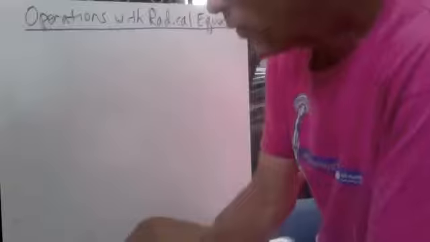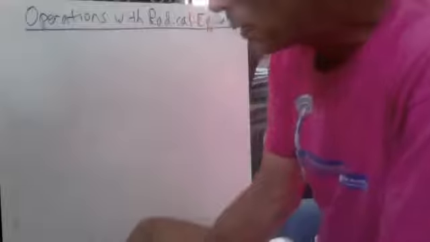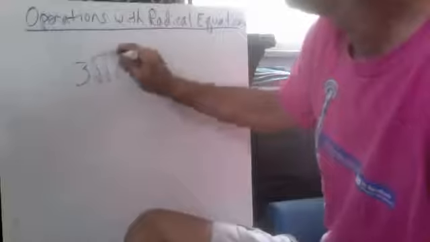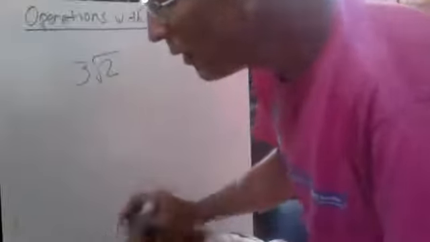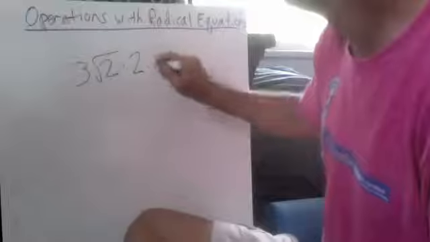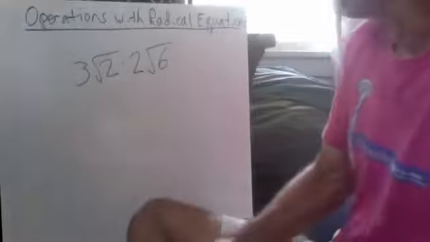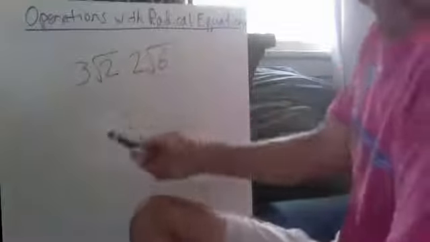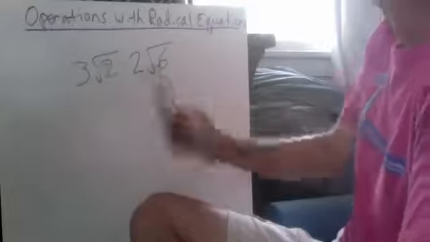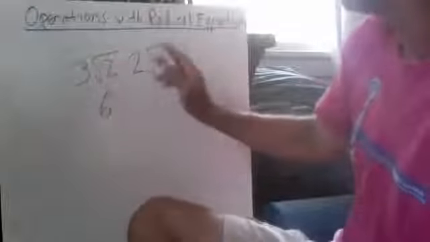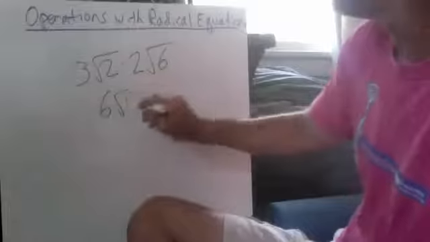If you look in your book, example 3, why don't we do A and B there just as a sample. So the first one, 3 square roots of 2 times 2 square roots of 6. Well, I just told you that you multiply everybody. Numbers get multiplied by numbers, and variables or radicals get multiplied by radicals. So 3 times 2 is 6. Square root of 2 times square root of 6 is the square root of 12.